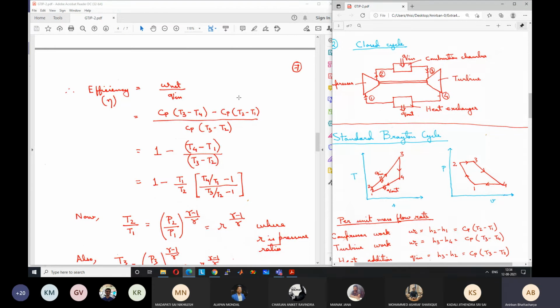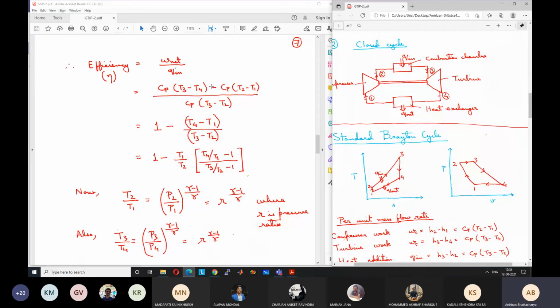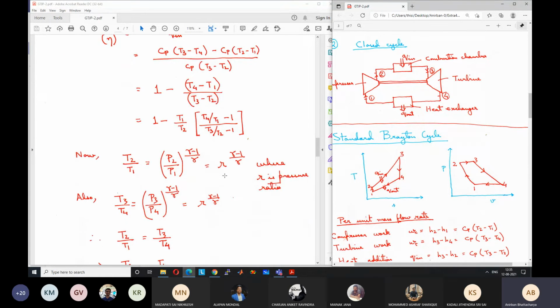So now after some simplification, CP gets cancelled, and you can rearrange the terms. So you can rearrange them as T3 minus T2 minus T4 minus T1. So we can write this as 1 minus T4 minus T1 by T3 minus T2. If you take out T1 by T2 as common, on the numerator you get T4 by T1 minus 1, and in the denominator you get T3 by T2 minus 1. Okay. So for further simplification, we can calculate based on the pressure ratio.